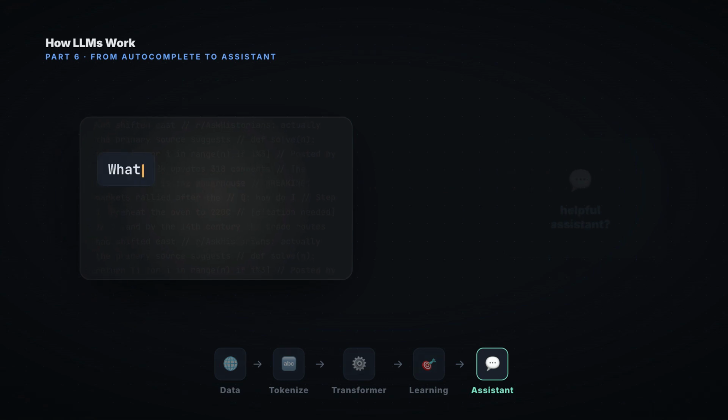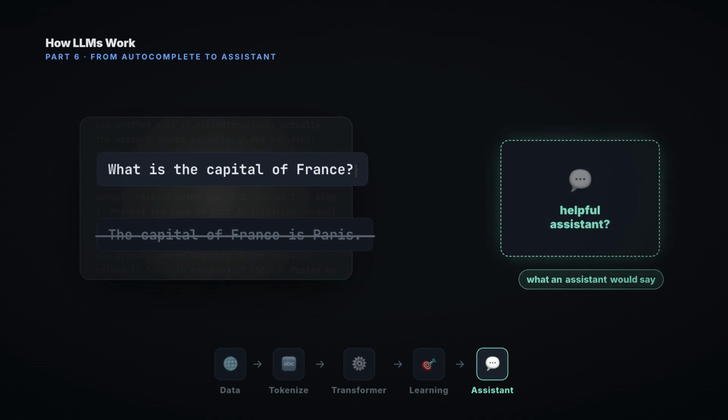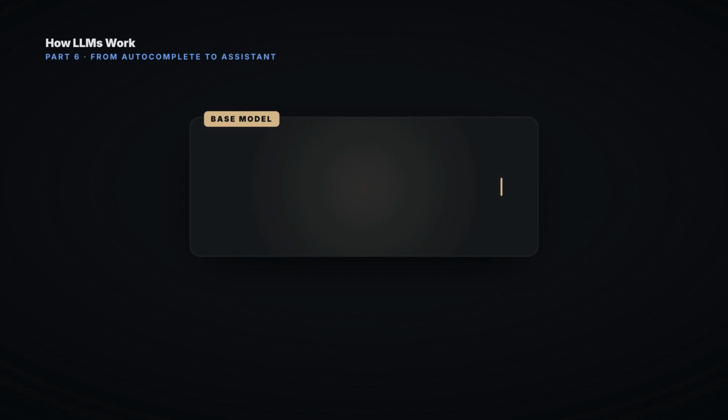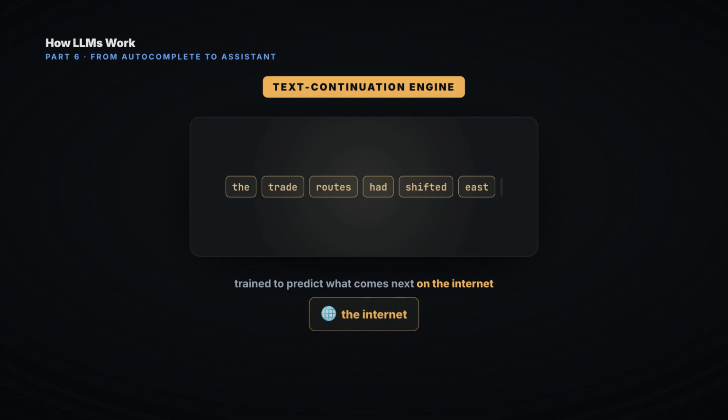What do I mean by that? If you give the base model a prompt like what is the capital of France, you might expect it to say the capital of France is Paris. But it won't, because that's how an assistant would respond. The base model isn't an assistant, it's a text continuation engine. It's been trained to predict what would come next on the internet.